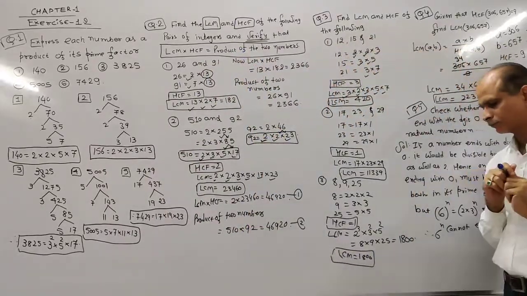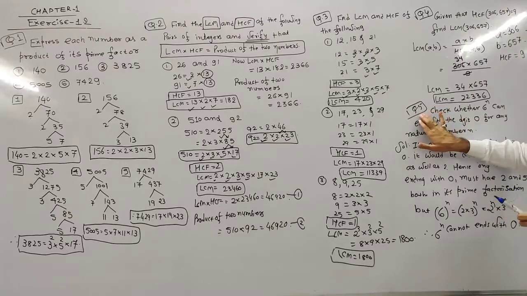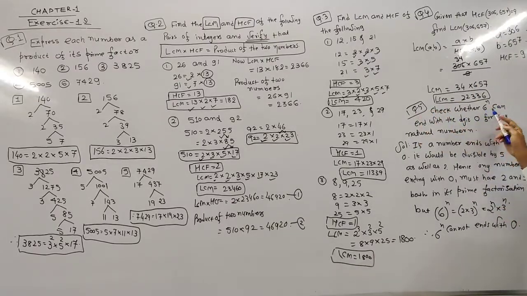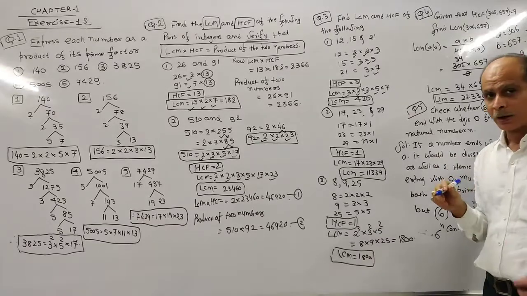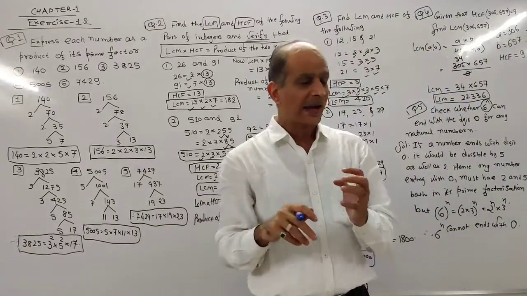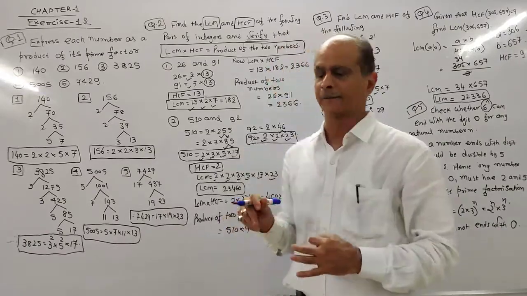Well, now friends, let me start example number 5. Check whether 6 raised to n can end with the digit 0 for any natural number. If a number ends with digit 0, it would be divisible by 5. If a number ends with 0, it should be divisible by 5.